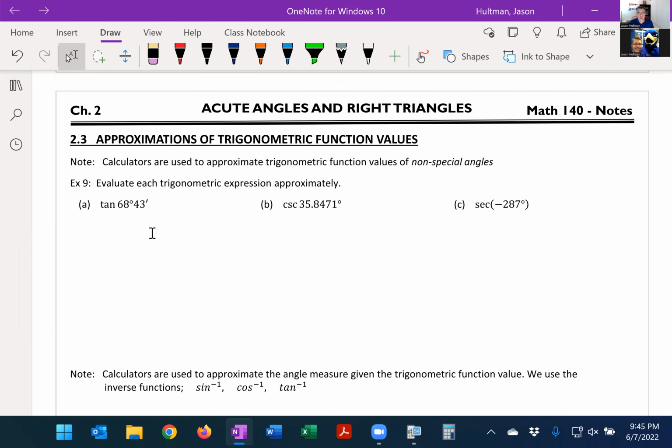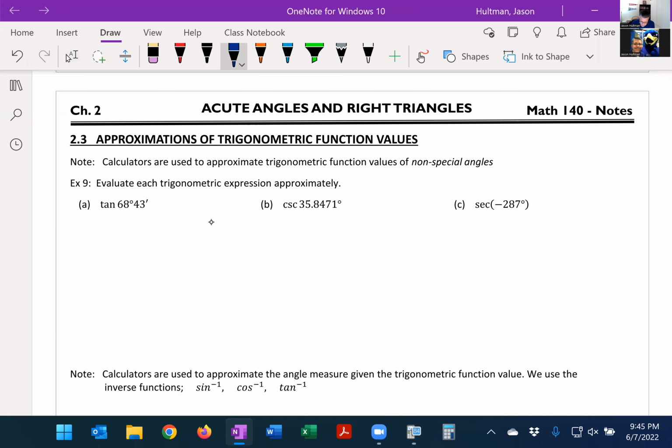Okay, let's continue with section 2.3. So 2.3 is mainly done with the calculator, so make sure that you have your calculator. Hopefully you have attained that by now in the course. So we're going to evaluate each of the trigonometric expressions, evaluate the trigonometric expression approximately.